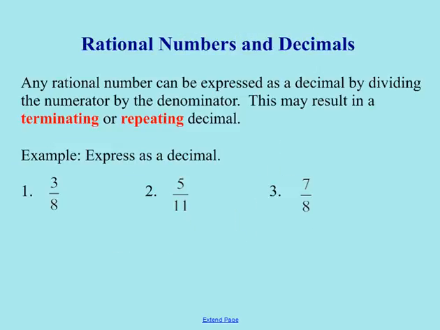All right, next. Any rational number can be expressed as a decimal by dividing the numerator by the denominator. This may result in a terminating or repeating decimal. All right, a terminating decimal is one that will have an end. A repeating decimal will be one that repeats digits over and over again.